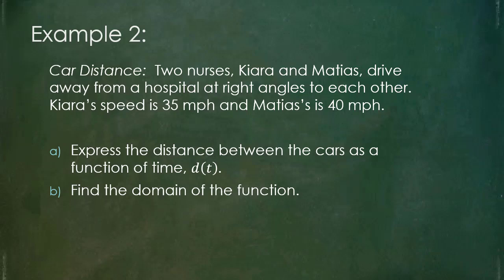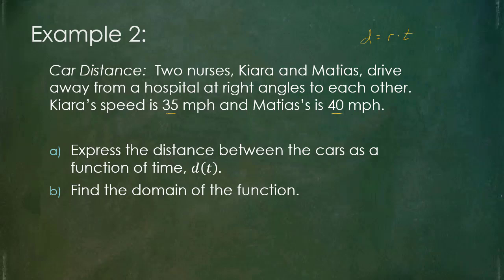So now let's talk about some applications of how functions can represent some situations. So for this one, we've got 2 nurses that are driving away from a hospital at right angles to each other. And they gave us a specific speed, 35 miles per hour, as well as 40 miles per hour. And just to remind you, distance would equal the rate times the time.